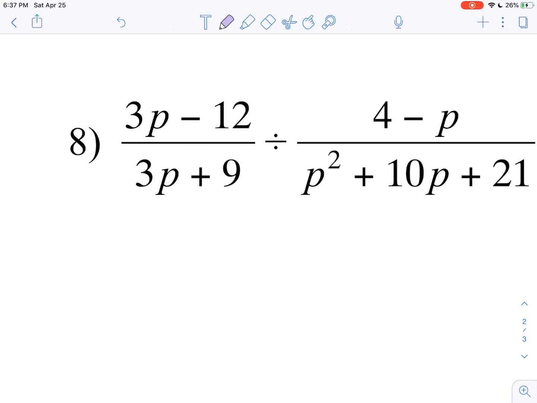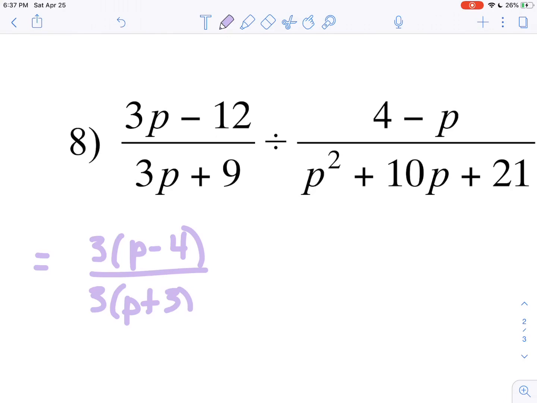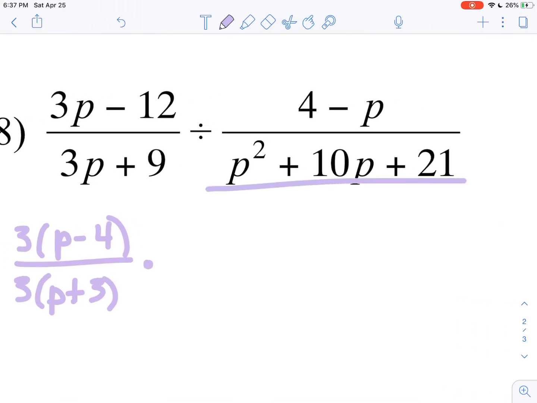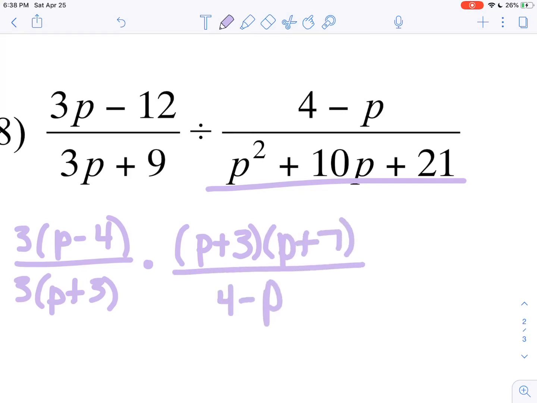Okay, and this last one, if you want to factor right away, you can as you're flipping it. So I see that I could factor out a GCF of 3 in the numerator and a GCF of 3 in the denominator. Change the multiplication. I know this p squared plus 10p plus 21 is going to be in the numerator, so I'm just going to factor that right away. That's going to become p plus 3, p plus 7 over 4 minus p.